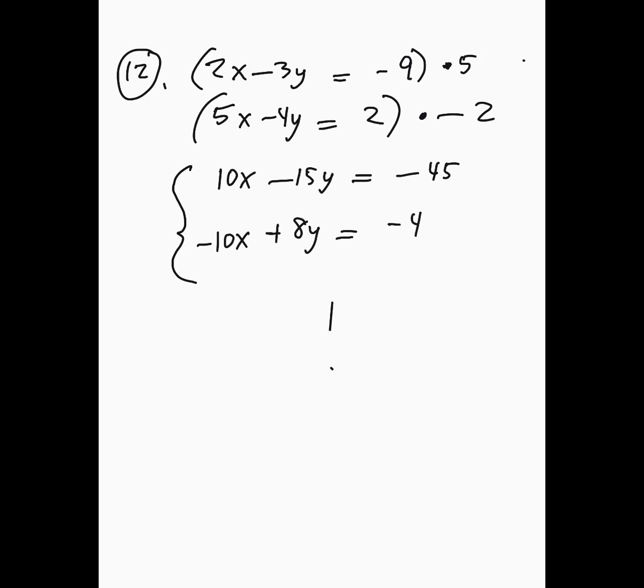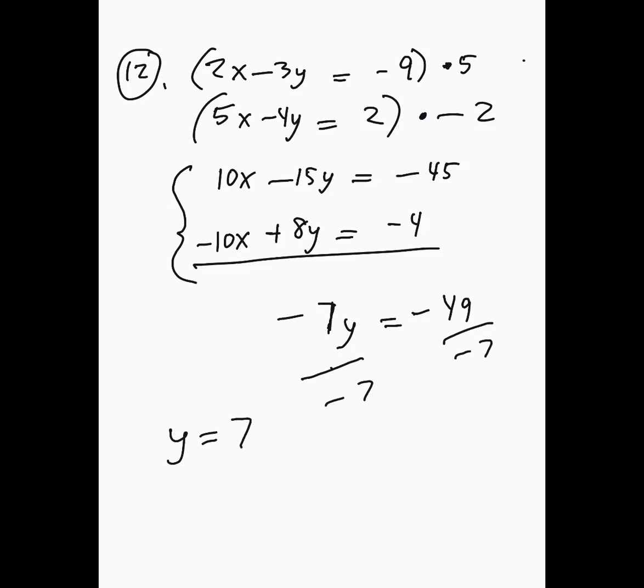10x plus -10x is nothing. -15y plus 8y is -7y. So it's going to be -7y. And I just recycled that little spot that was on the screen. Then -45 plus -4 is what? That's -49, right? Now I'm ready to solve the next step. What's the next step? Divide both sides by -7, right? And then your y by itself equals +7, right? We got y by itself and we got the solution for y.